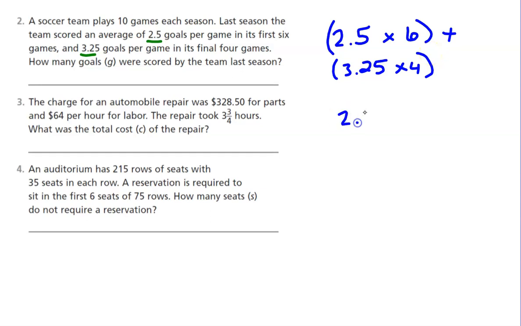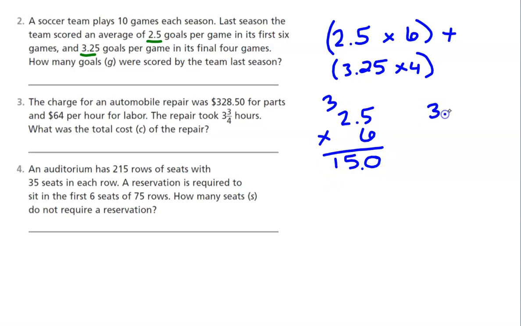Let's do 2.5 times 6 first. 6 times 5 is 30. 6 times 2 is 12. 12 plus 3 is 15. And I had 1 number after the decimal point. So that means they scored altogether 15 goals in their first 6 games on average.